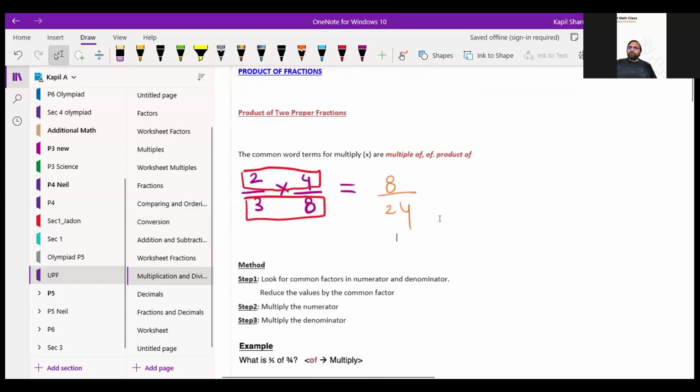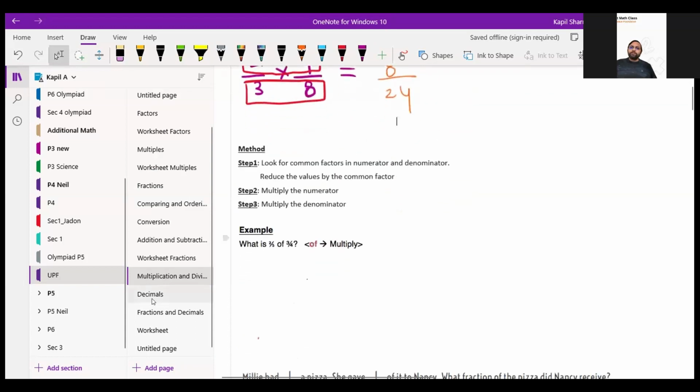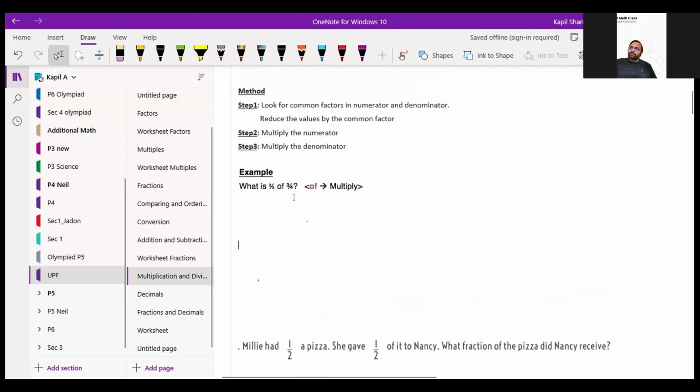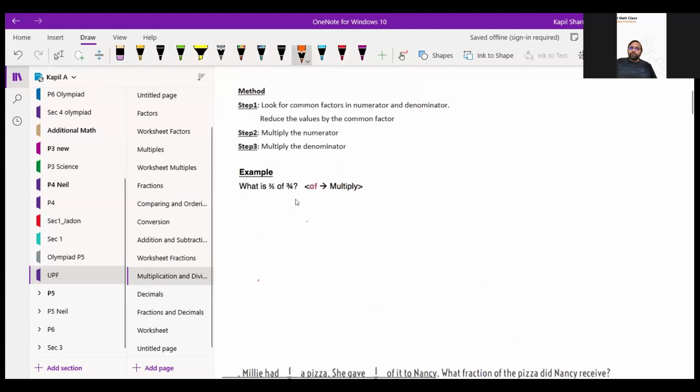Now there are different terms used for multiplication. In some cases, you may need to find this. Let's say here, you can see that what is 2 upon 5 of 3 upon 4. So of is for multiplication. Okay, so this can be written as 2 upon 5 times 3 upon 4. 2/5 of 3/4, which is equal to 6 upon 20.